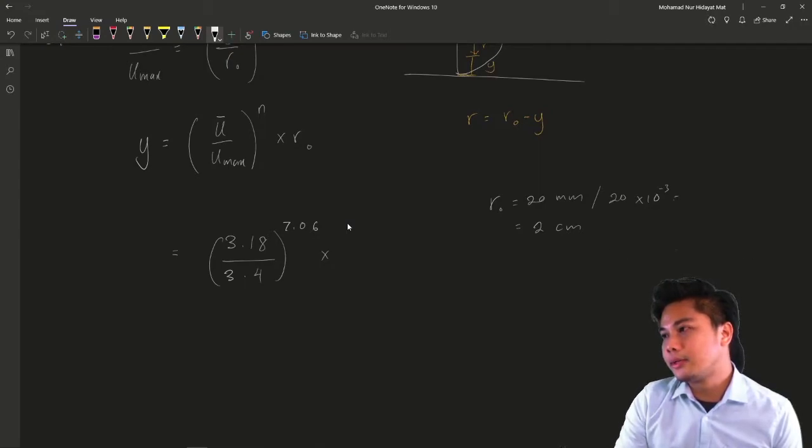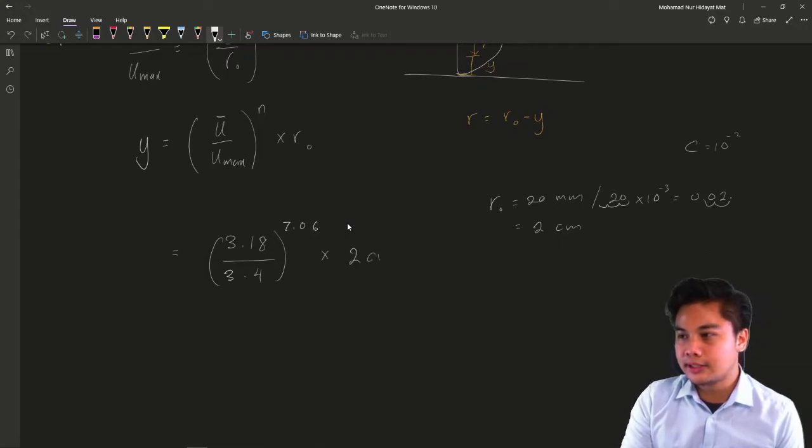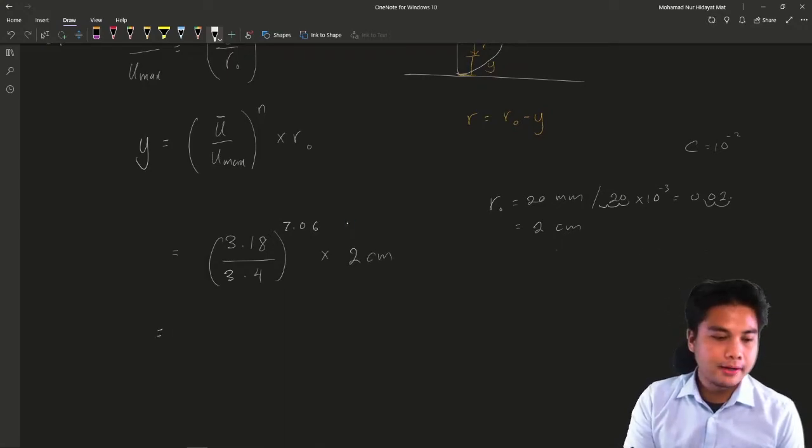So in order to put the centi, which is 10 to the power of negative 2, we have to reverse this one: 20 becomes 2 centimeter. Multiply with 2 centimeter. And finally, you will get the answer, which is 1.247 centimeter.